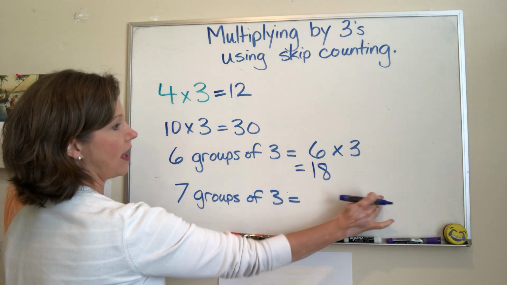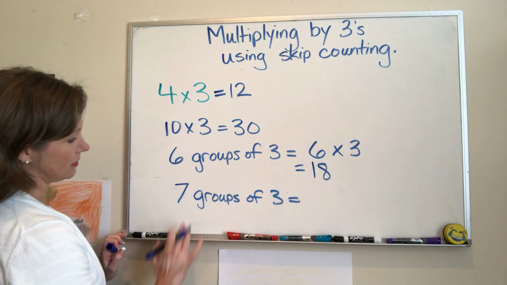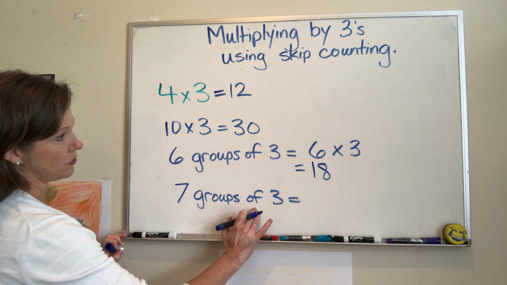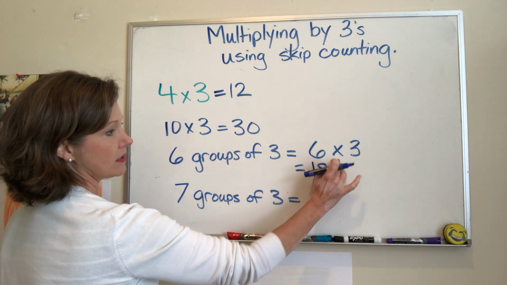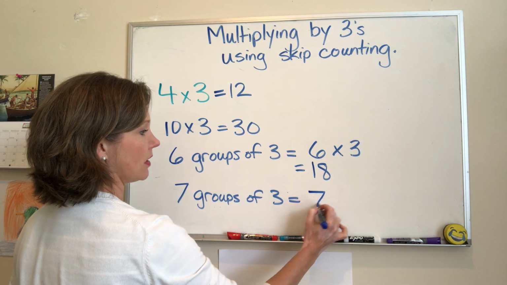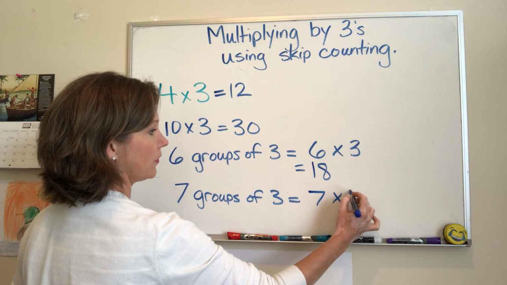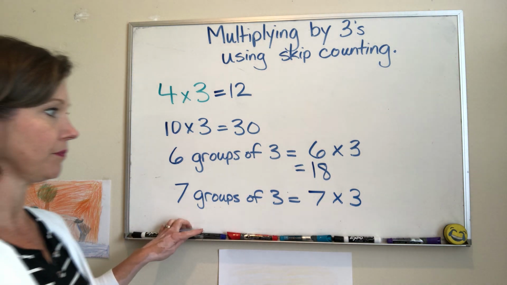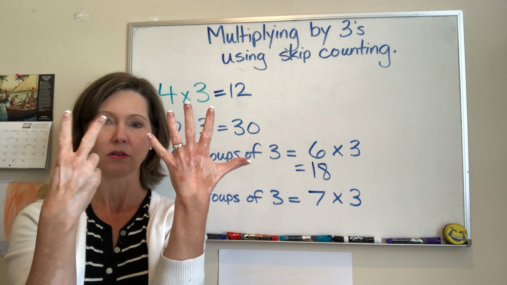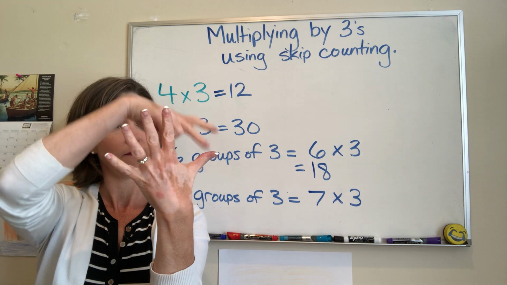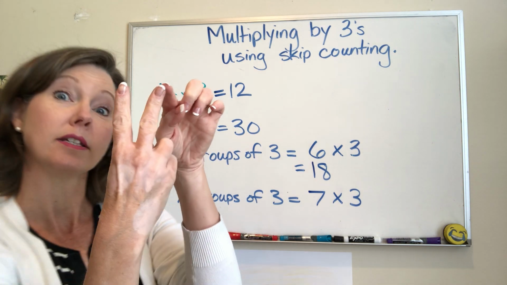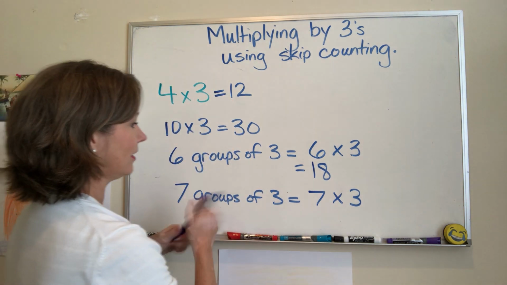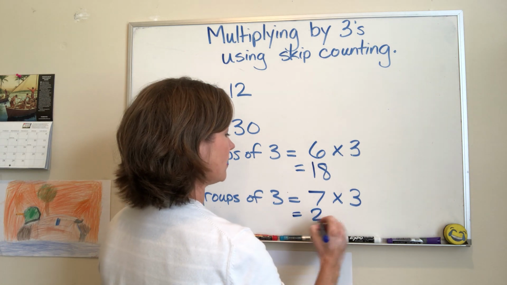Well, how would we write that as a mathematical sentence? What do we change groups of to? Well, this is the symbol for groups of. So we have 7 groups of 3, or 7 times 3. So let's try it. Get our 7 out. Ready, go. 3, 6, 9, 12, 15, 18, 21. So that one equals 21.